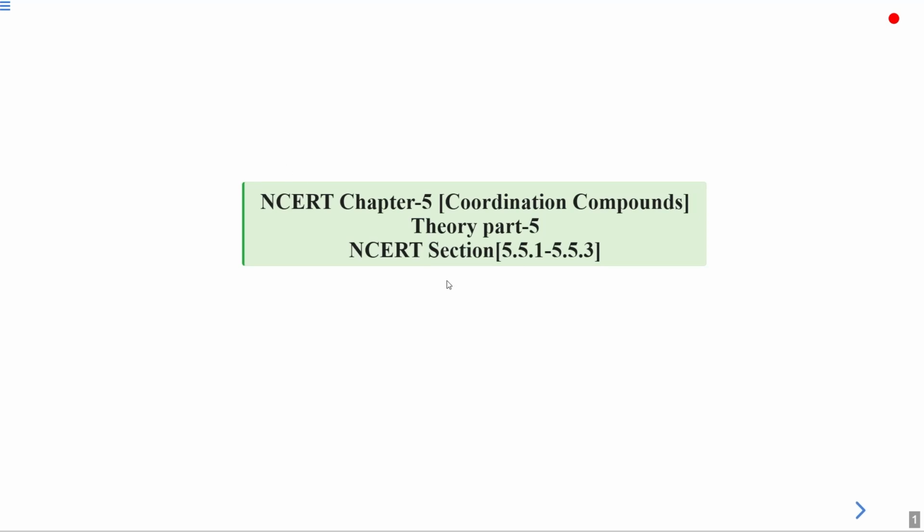So, as you all know, today we are going to cover coordination compounds theory part 5. Let's begin with our topic, that is NCERT chapter 5, coordination compounds theory part 5, NCERT section. Today we are going to cover the NCERT section from 5.5.1 to 5.5.3.